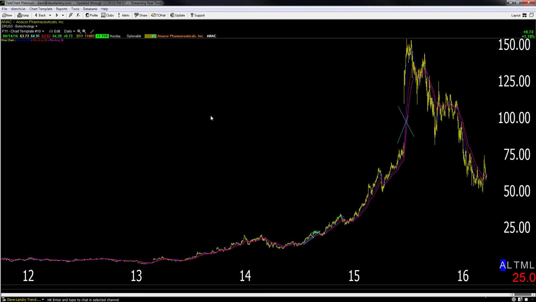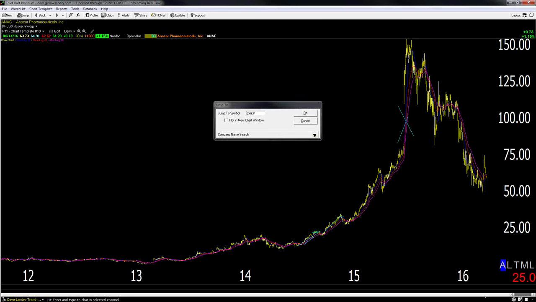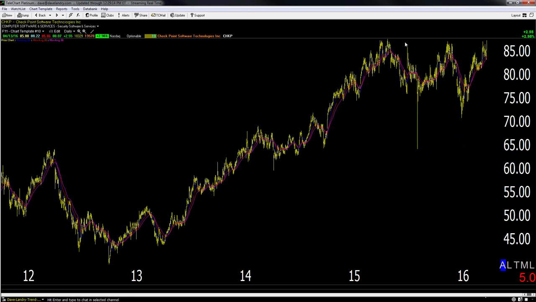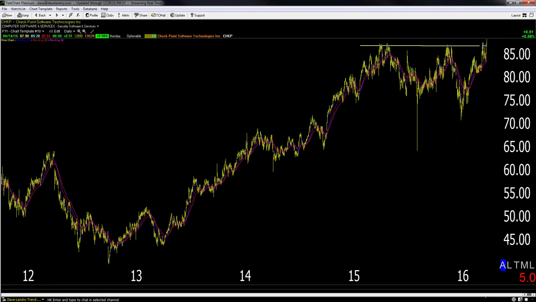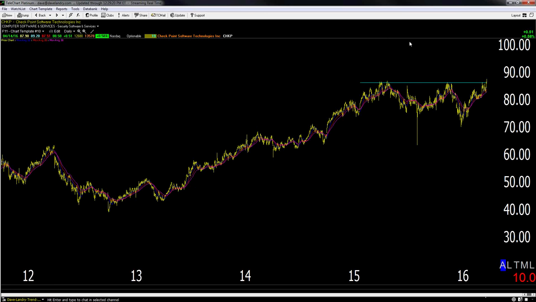Donald wants to talk about CHKP, Check Point. No, that's what we talked about earlier. It's starting to break out to new highs. That's a good thing, don't get me wrong. But it would have to clear those highs decisively, then look to play a pullback. Also, take a look at the HV in here. It's 19, not too exciting.